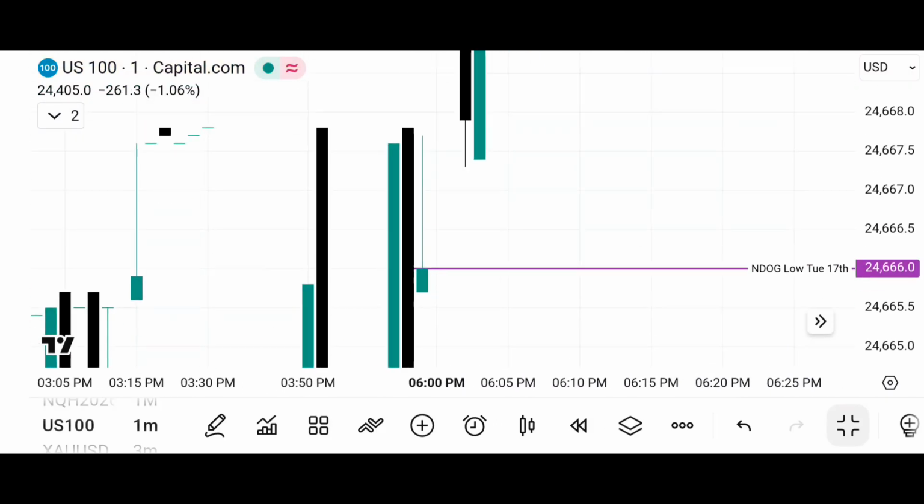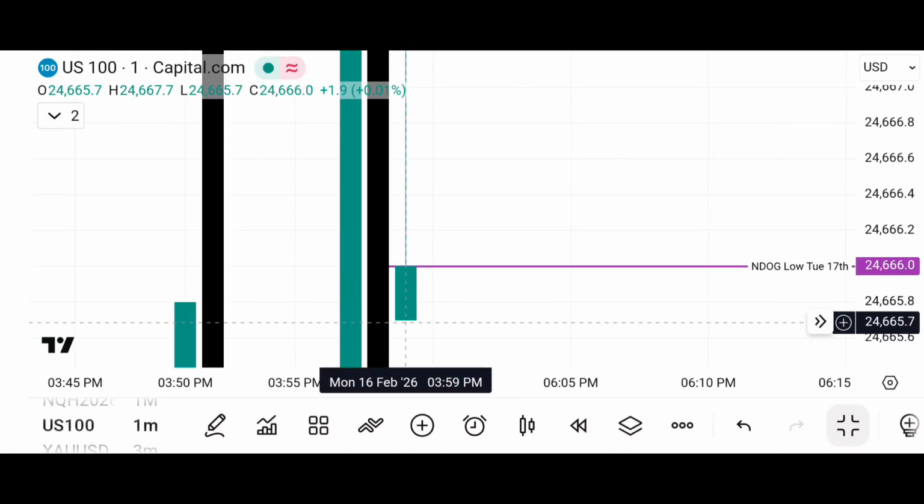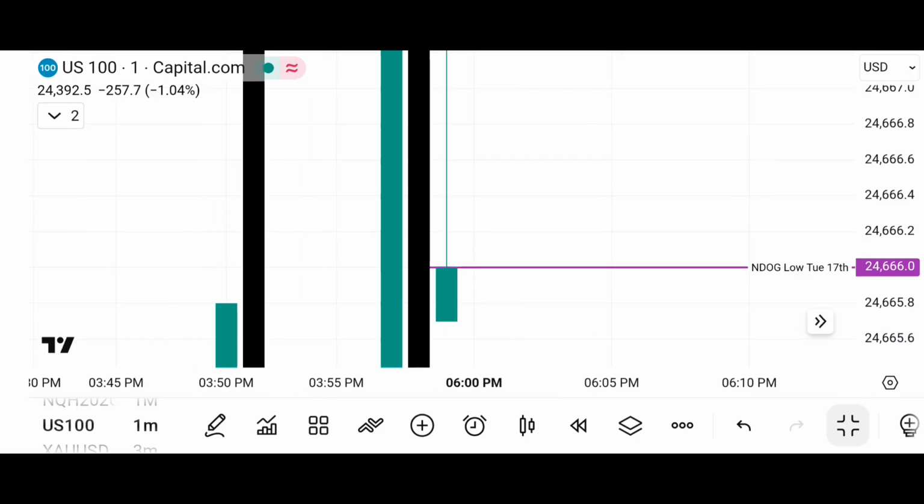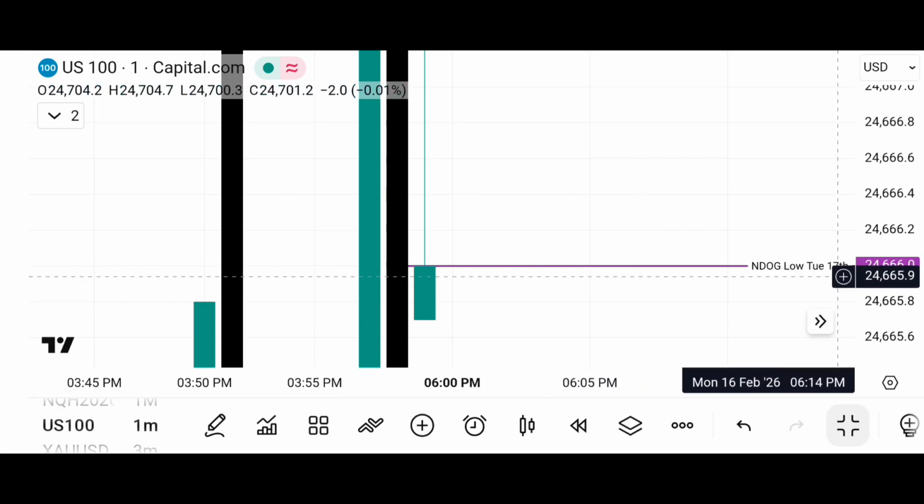Correct. Now you are going to draw your line at the close of this candle, where the market closes. So what's the close of this candle? Just take your eyes to C at the top. See, that's 24,666. And you can see that's where this line was drawn.